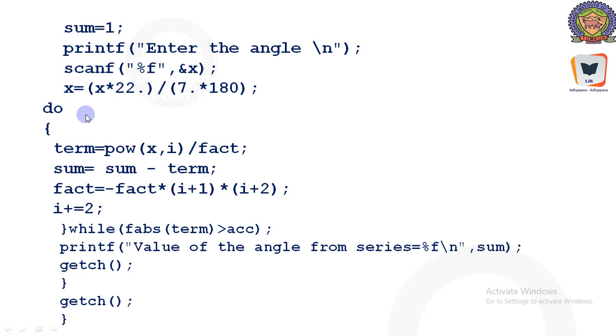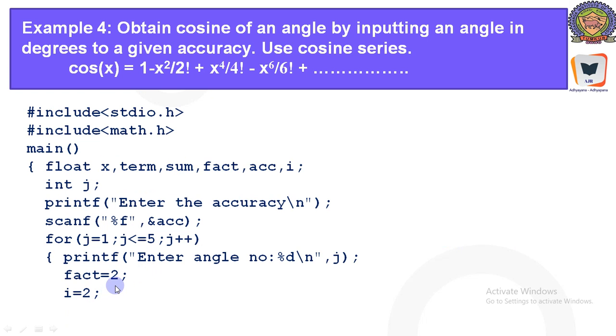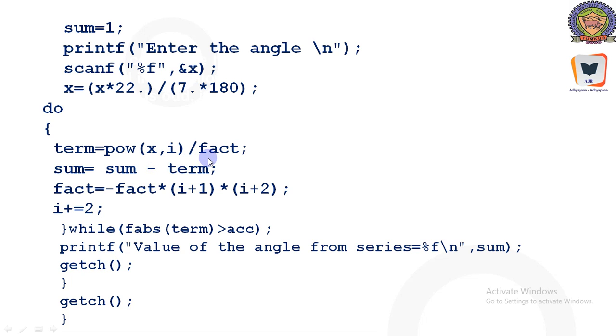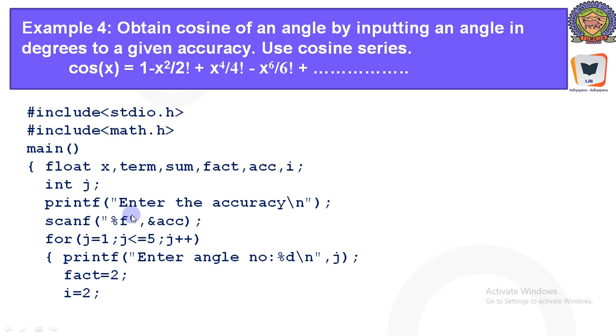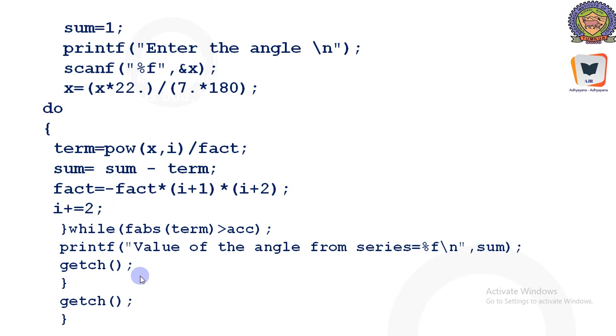Printf, enter the angle. The user will enter the angle, let us say 30 degree. It will be converted into its equivalent radian value. Now term will become pow(x, i). Here x is the angle in radians. i means 2, because we have set i to 2. So this will generate x square divided by fact. Fact we have set as 2. 2 is nothing but 2 factorial, because 2 into 1 is 2 factorial.